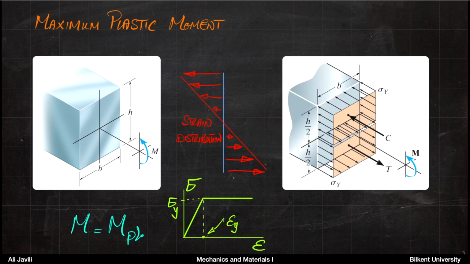So basically what it means is that if you keep increasing the moment, then all the points would be experiencing a strain that is larger than the yield strain eventually. And what that means is that you would have the moment which we call plastic moment, and that's the maximum plastic moment. That's the maximum moment you can apply to this member.